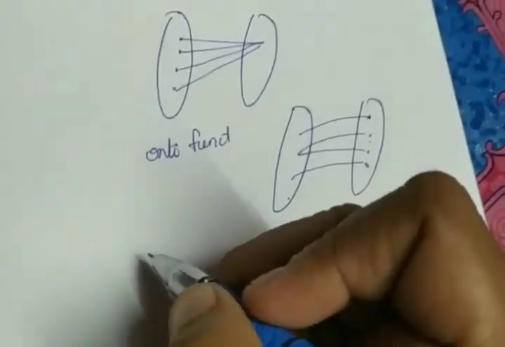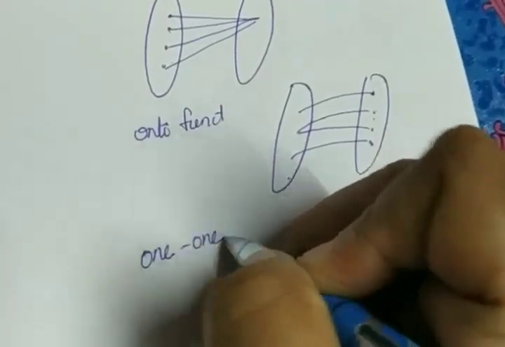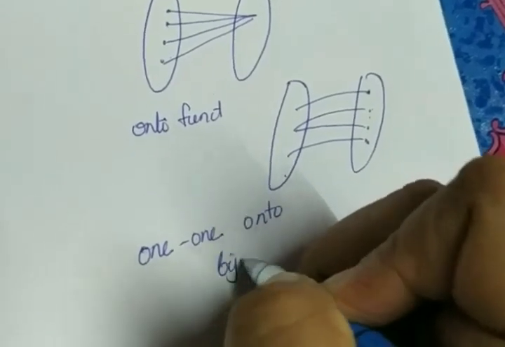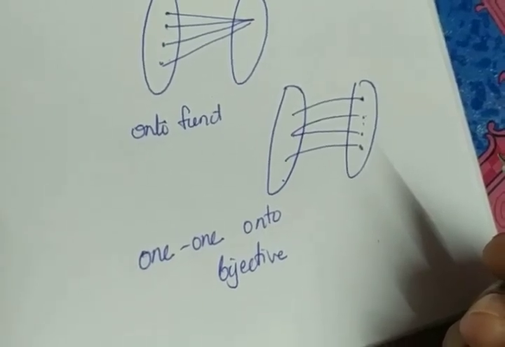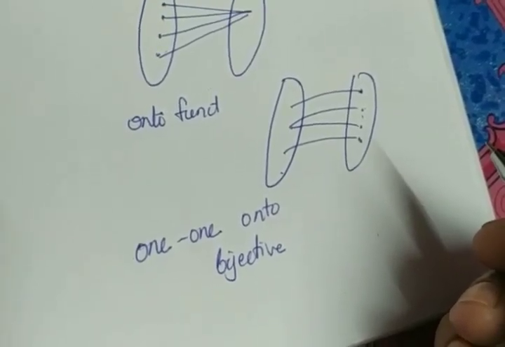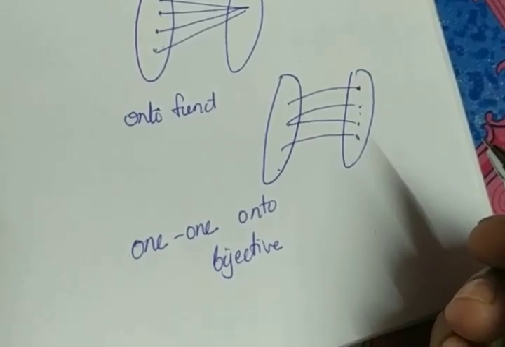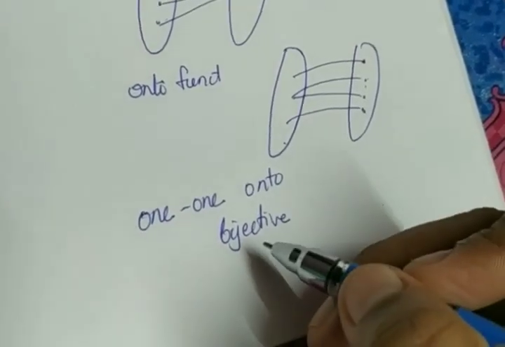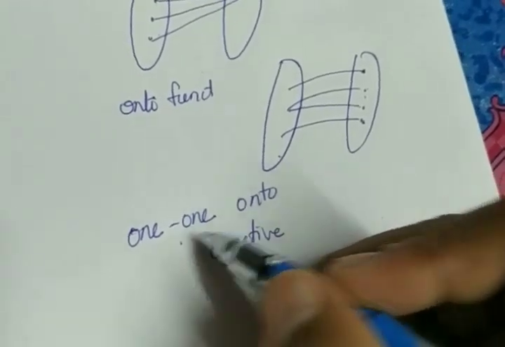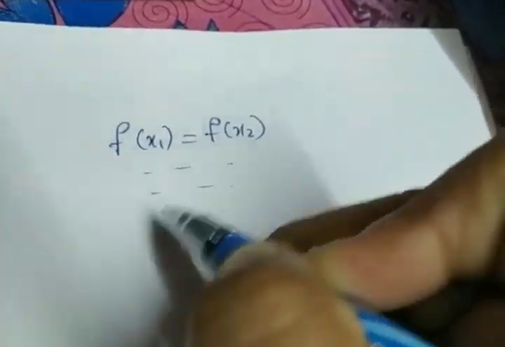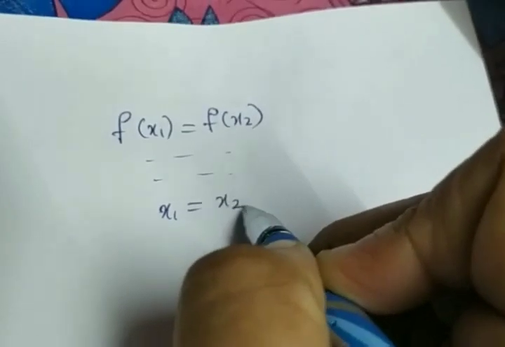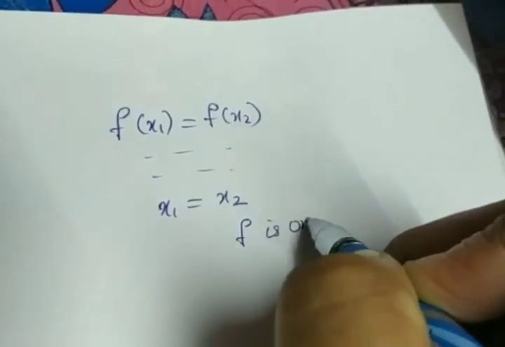And again, if a function is both 1-1 and on-to, then it is called a bijective function. 1-1 function is termed by another name as injective function. On-to is termed as surjective function. And if it is to be a bijective function, it must be both 1-1 and on-to. To check whether a function is 1-1, how will we do it? We will take the condition f(x1) = f(x2), and by simplification, if we are able to prove that x1 = x2, then we will come to the conclusion that f is 1-1.